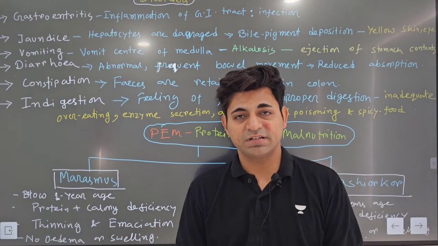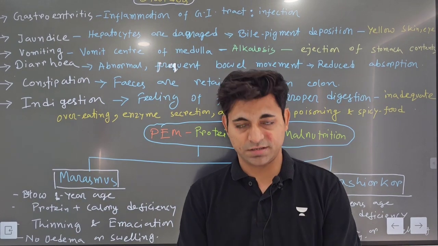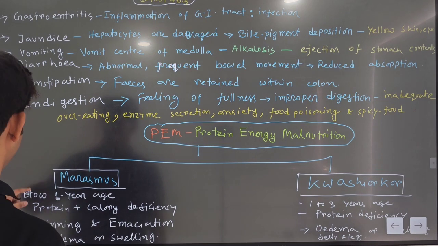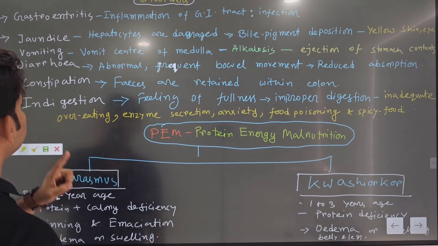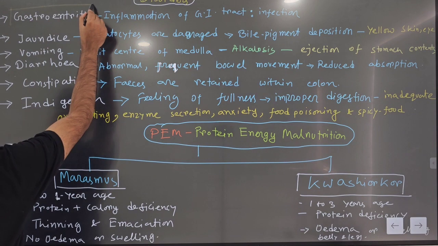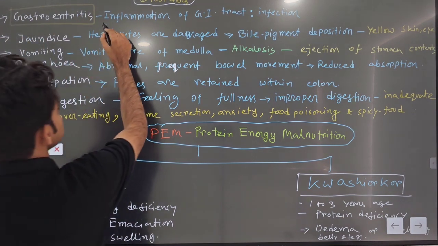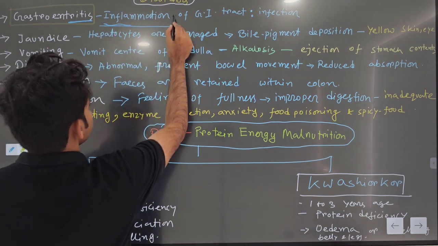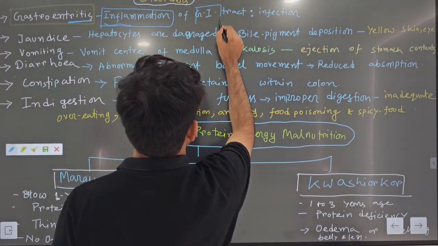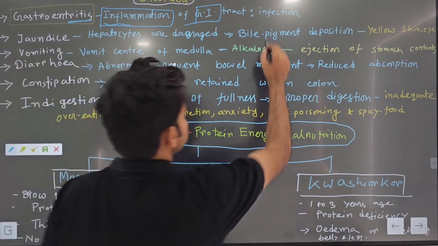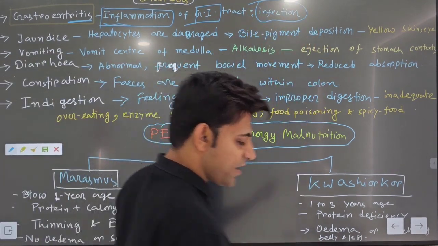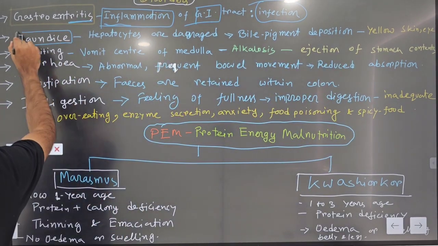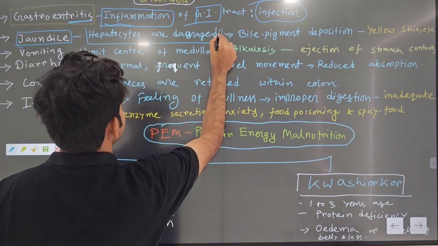Last part of the chapter: disorders of our digestive system and digestion. Quickly we will be studying this. Gastroenteritis. Wherever you find a disease name ending with -itis, that is called inflammation. This is the inflammation of the GI tract, the gastrointestinal tract, by infection of bacteria, virus, or helminths. Next, jaundice, when your hepatocytes are damaged.